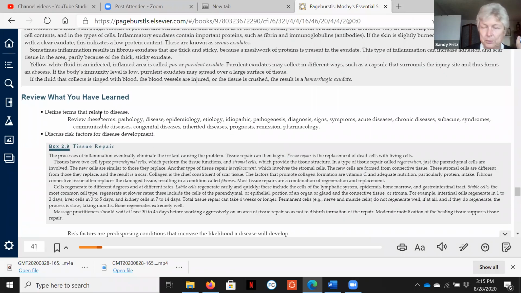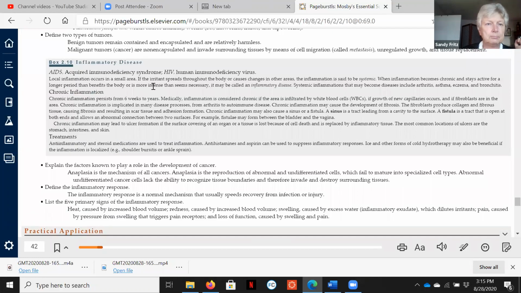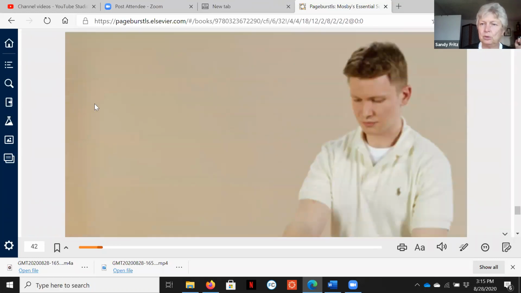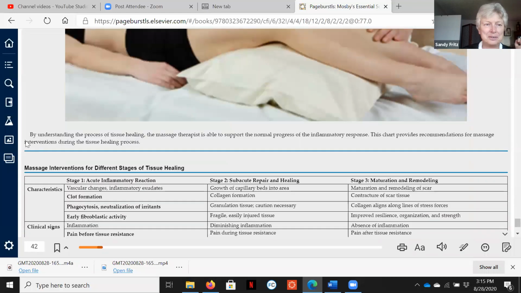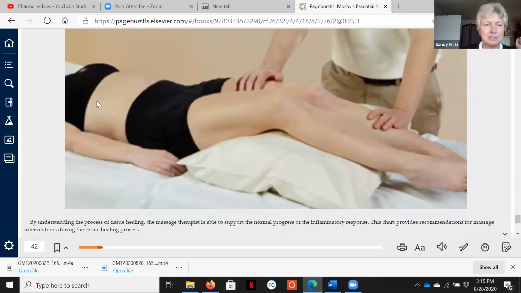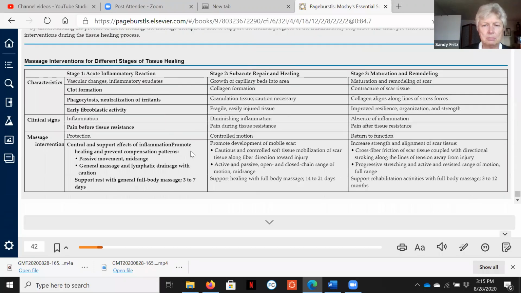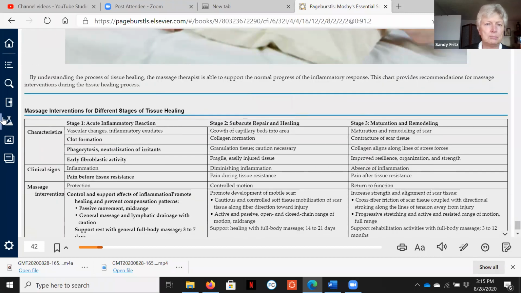So here's our little review of what we've learned. Remember, these are 15-minute learning segments, and this is just an initial chapter overview and some directions on how to be your own best teacher with this. And there's Luke, one of your teachers, under a proficiency exercise, practical application exercise here. And then here's a really important chart. It's how you would adapt and respond with massage therapy application related to tissue healing.